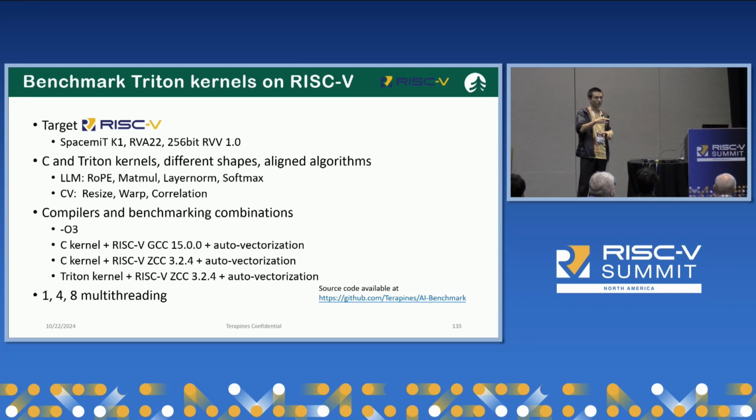For C kernels, we have benchmarked with GCC 15 with auto-vectorization. And we also have benchmarked the C kernel with ZCC 3.4 with auto-vectorization. By the way, ZCC is an LLVM-based optimized compiler with enhanced auto-vectorization. And for the Triton kernel, we have benchmarked it with ZCC 3.2.4 with auto-vectorization. And for all these benchmarks, we run them with 1, 4, and 8 threads. The best of all the kernels in C and Triton and all the scripts for running those benchmarks are available at the GitHub link at the bottom right.